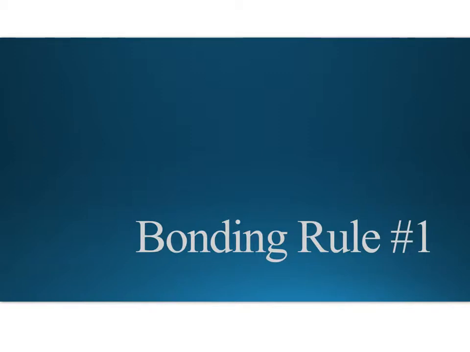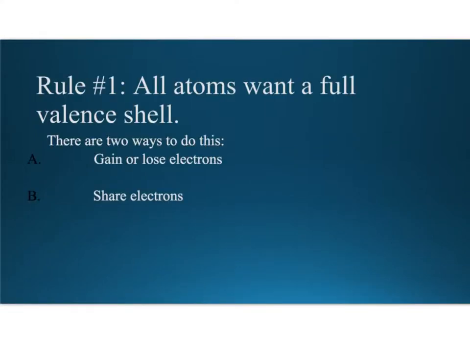All right, ladies and gentlemen, here you are in your very first video, where today we're talking about bonding rule number 1. So, rule number 1. In case anyone has forgotten, rule number 1 is that all atoms want a full valence shell. Now, there are two words we need to talk about in this rule.